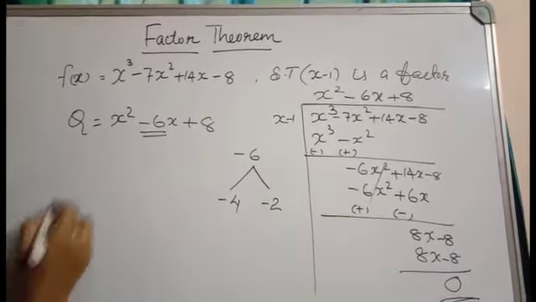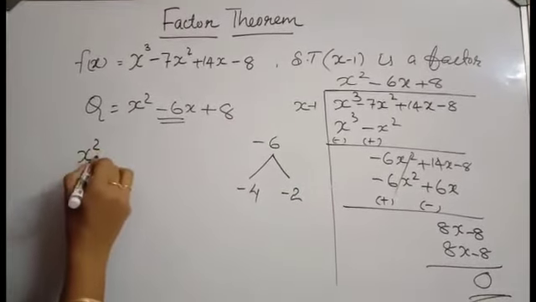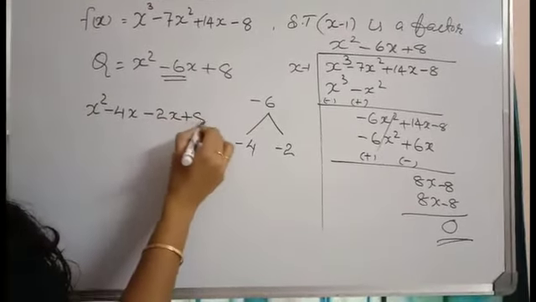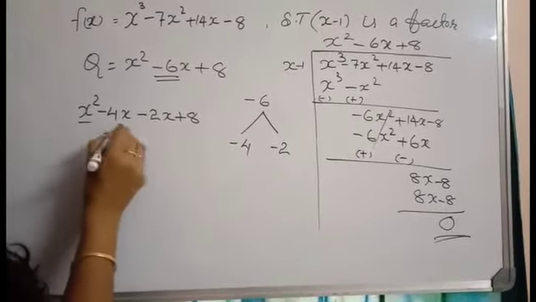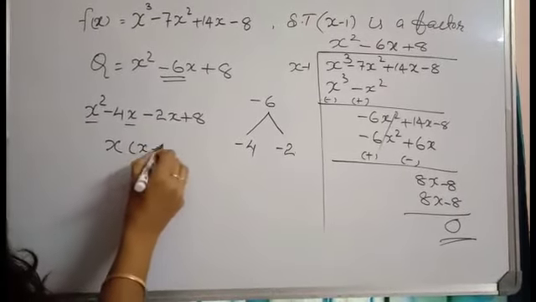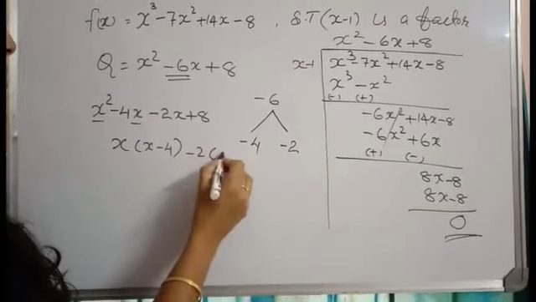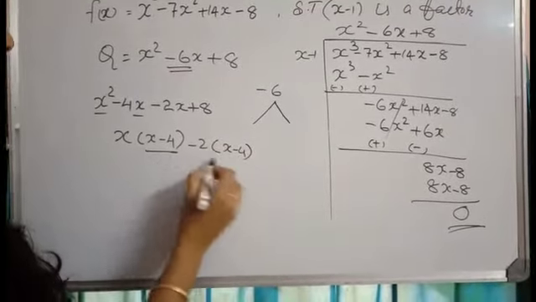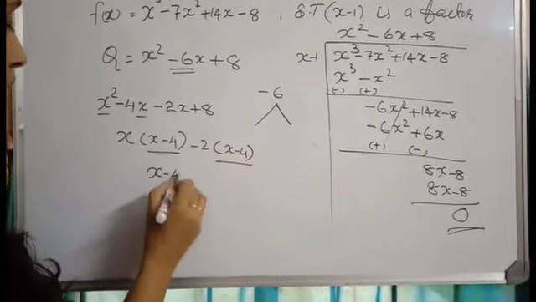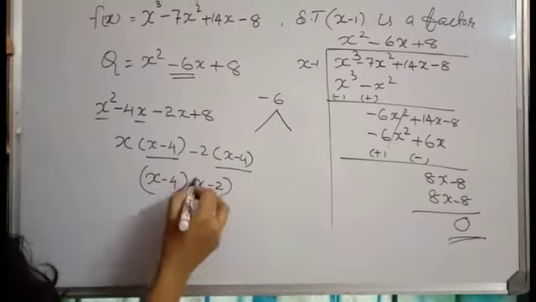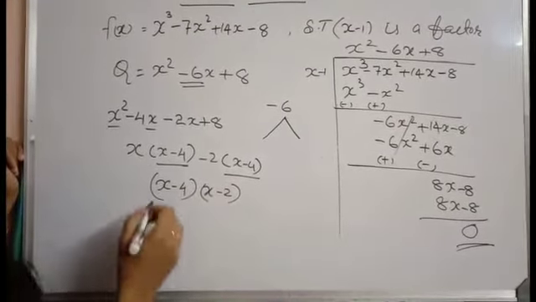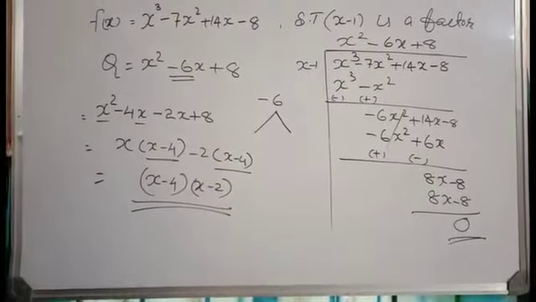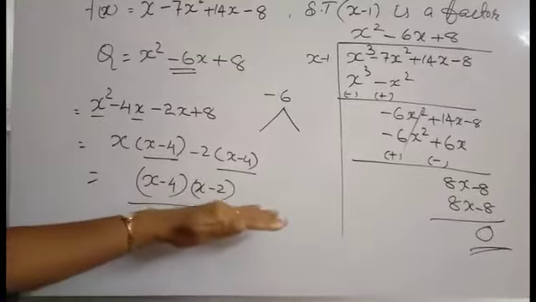So we can write this expression as x square minus 4x minus 2x plus 8. So take x common, x into x minus 4 minus 2 into x minus 4. Group the like terms, x minus 4 into x minus 2. So the factors of the expression x square minus 6x plus 8 is x minus 4 into x minus 2.